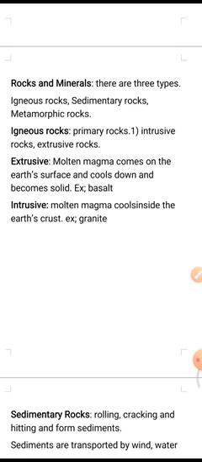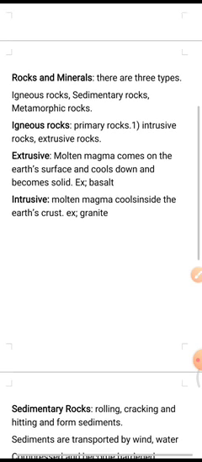Igneous is from the Latin word ignis, meaning fire. Igneous rocks are also called primary rocks. There are two types of igneous rocks. The first one is intrusive igneous rocks and the second one is extrusive igneous rocks.